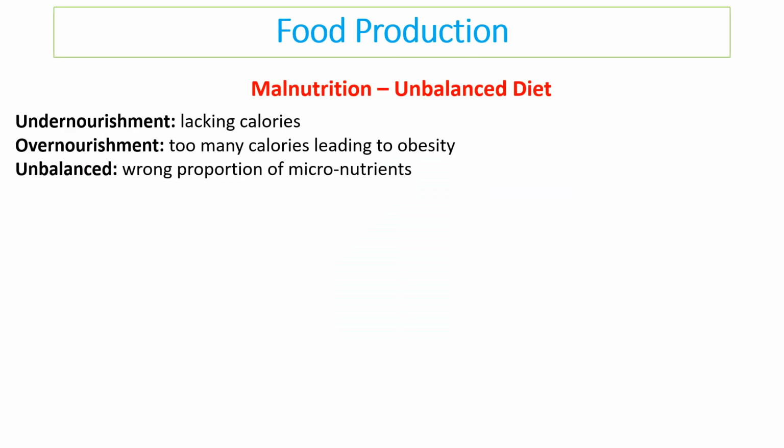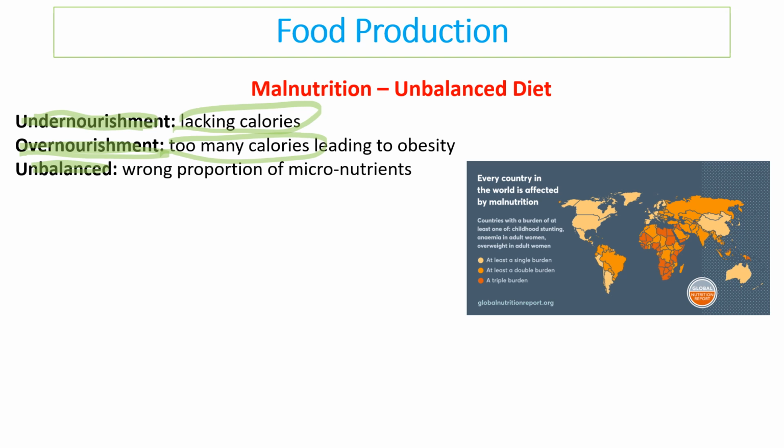So we need to understand the term malnutrition, and malnutrition effectively means an unbalanced diet. Now, if you say it means a lack of food, you are incorrect because there are different levels of malnutrition. So the first level of malnutrition is being undernourished, which is what most people associate it with, a lack of calories. You can also be overnourished, which leads to obesity, which means too many calories. And unbalanced means you get the wrong proportion of the food groups or the micronutrients. And every country in the world is actually affected in some way by malnutrition. Some people get too many calories, some people get too few calories, and some people get the wrong portions.